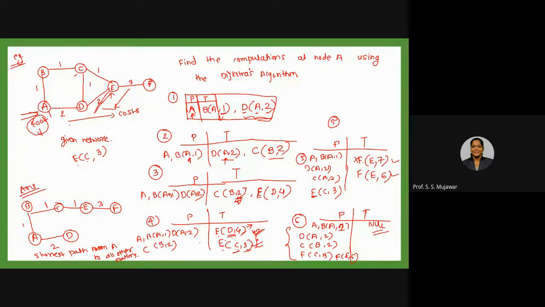Now always remember, while calculating this cost, we need to find the cost from A. We are doing these calculations for node A, right? So to reach C through B, how much distance do we require? What is the cost of the path? 1 plus 1, that is 2. So we have written C of B2 here. In the next step, A, B of A1 as it is. And now from this, we need to find the one which we need to move into the permanent column. So two nodes are there, D and C. Here is D and here is C.